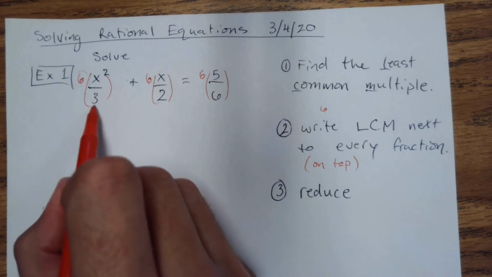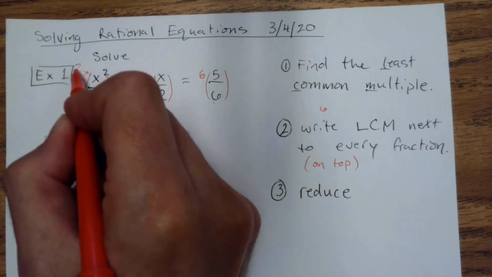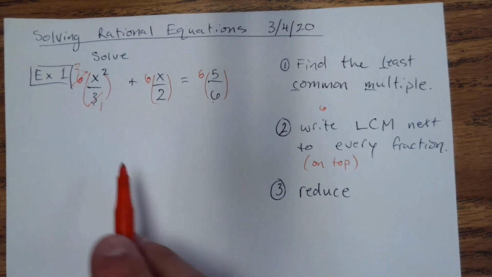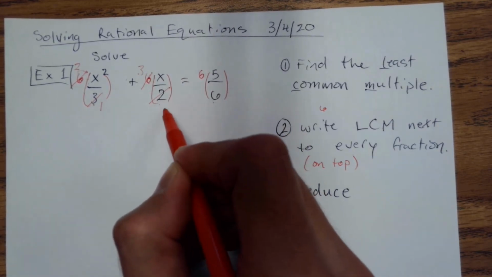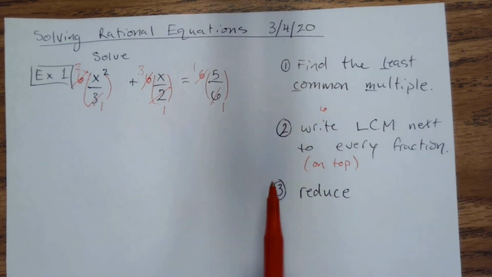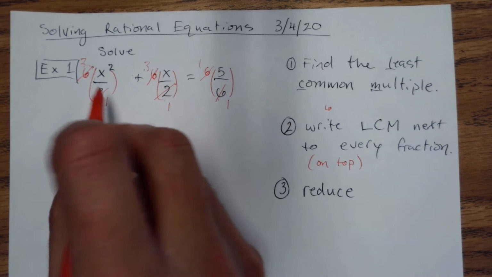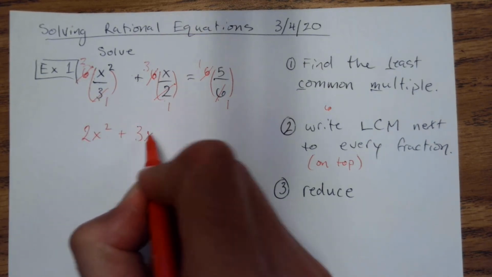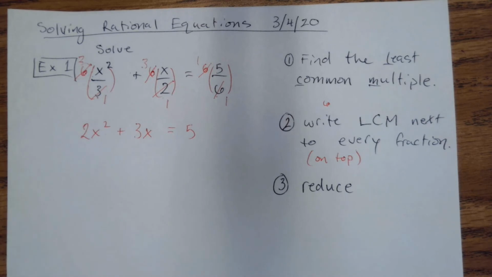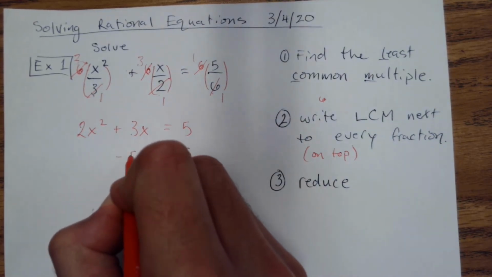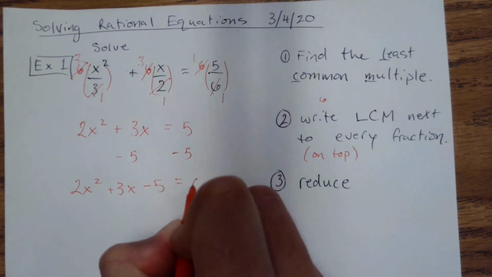And when I say reduce, I'm talking about this 6 and this 3, the 6 and the 2, and the 6 and the 6. So what I get here is divide by 3 and I get a 2, divide by 3 and I get 1. So now I don't have to write the bottom. Reduce here, divide by 2 and I get 3, divide by 2 and I get 1, divide by 6 and I get 1, divide by 6 and I get 1. So my new equation is 2x squared plus 3x equals 5. On this, the next thing that you're going to do is subtract 5. Subtract 5, so 2x squared plus 3x minus 5 equals 0.